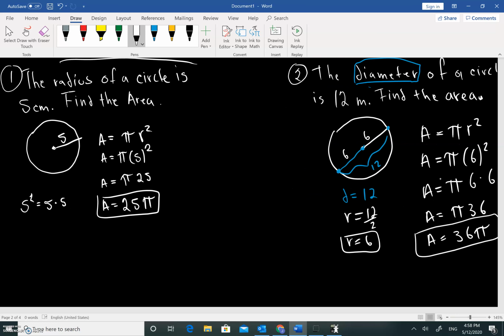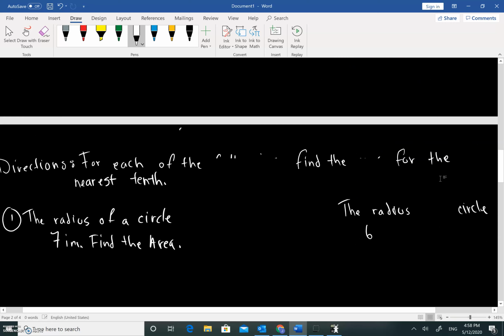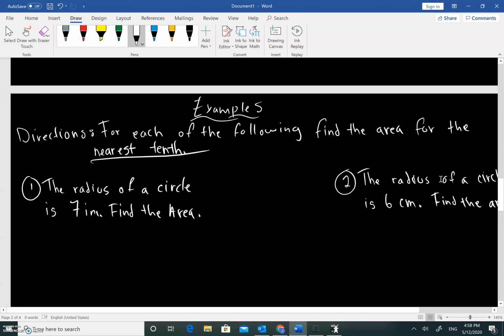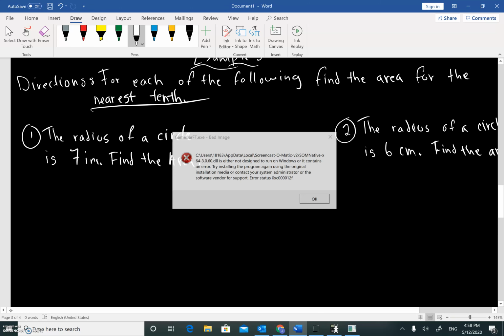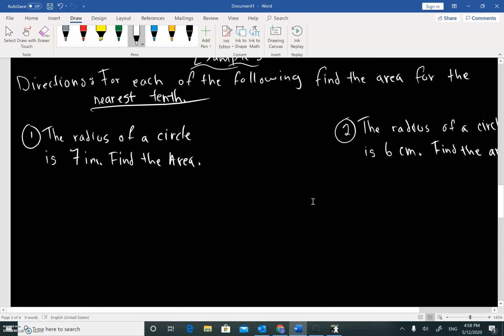So let's go over this one. This one would be centimeters squared. Now let's go over when we round to the nearest tenth. So if we're rounding to the nearest tenth, we're essentially going to be doing the same first couple of steps. So the radius in this example is 7. So let me redraw that. So the radius is 7. So now find the area. So we always start by writing our formula. Area is equal to pi r squared.